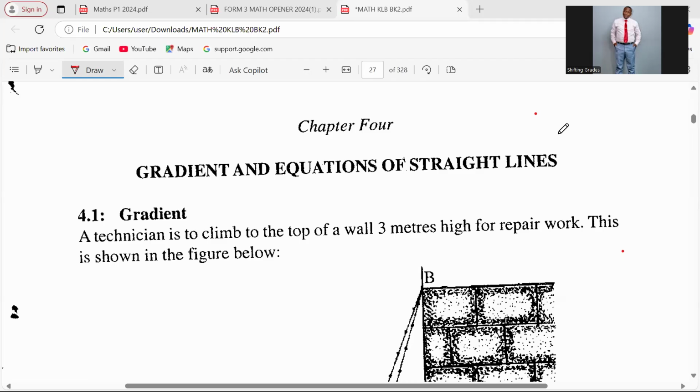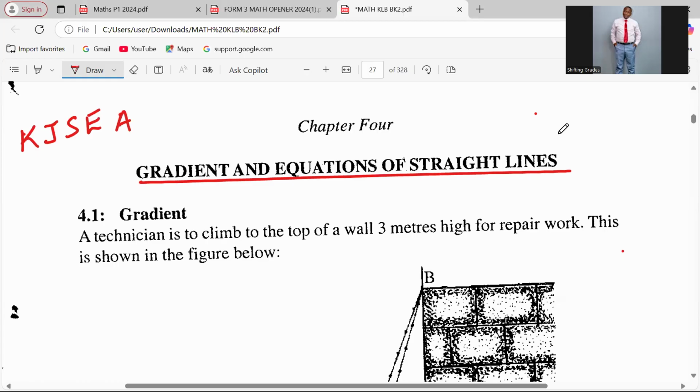We are going to discuss gradient and equations of straight lines. This is grade 9 mathematics and also form 2 mathematics. Remember, the concept of gradient and equation of a line is examinable in both the Kenya Junior Secondary Education Assessment and also in the Kenya Certificate of Secondary Education, KCSE. So for students or candidates preparing for these exams, you are supposed to follow up with this program.